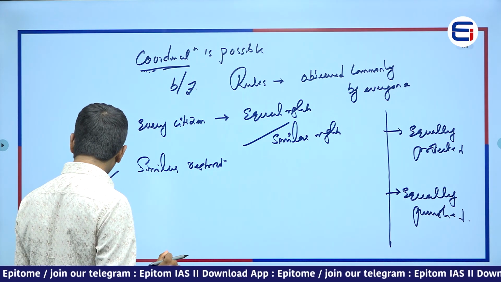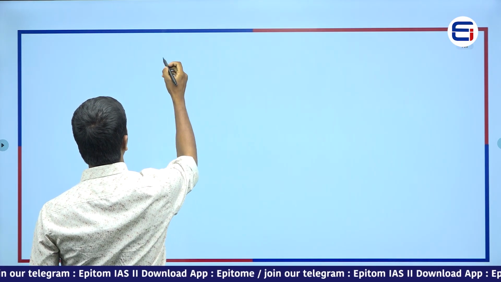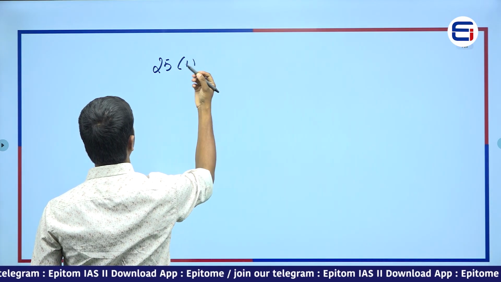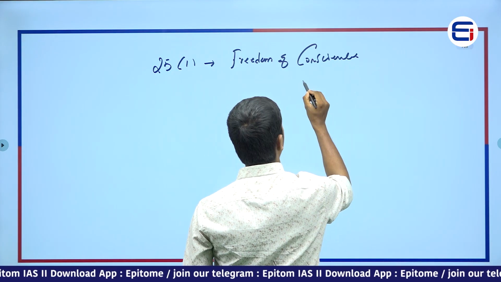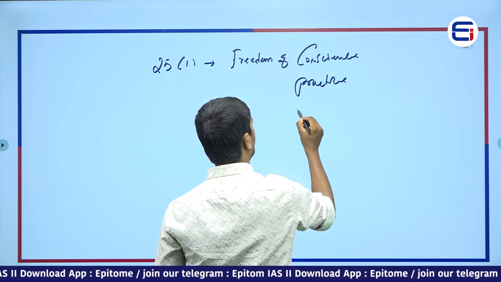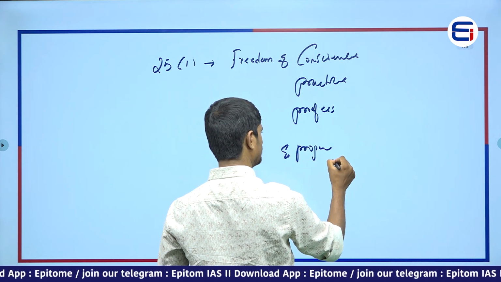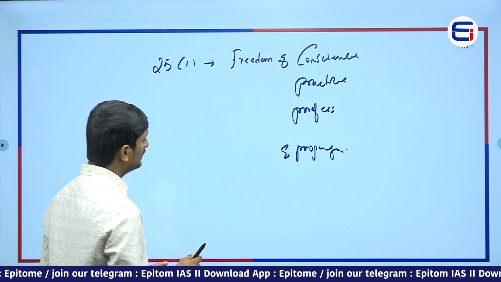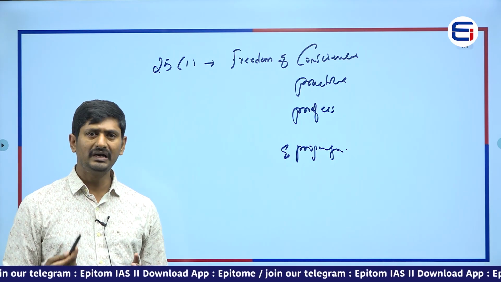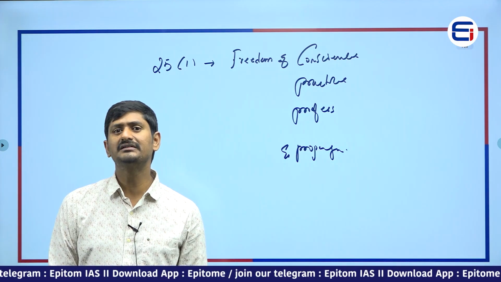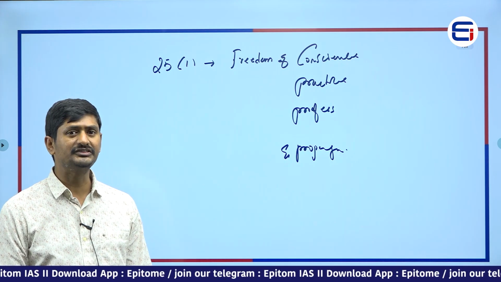Similarly, let us take another example. For example, Article 25 is there. Clause 1 gives the right of freedom of conscience, and the right to practice, profess, and propagate religion. Of course, I will explain all these rights when I deal with fundamental rights. Conscience means he can build his own relationship with God. He can define his relationship with God. He can imagine, he can perceive God in any form. That is what is called conscience.